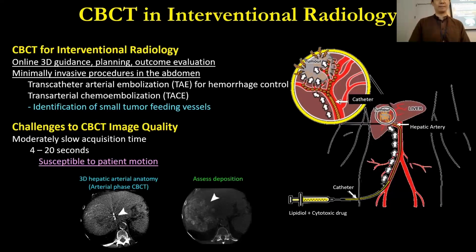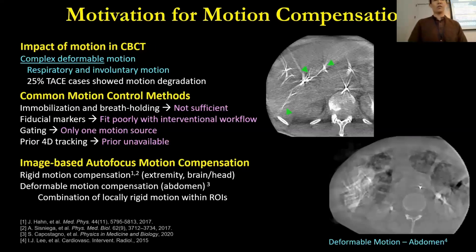the image quality. So the motion in abdominal cone beam CT is deformable and often complex, and it can be the result of both respiratory motion and involuntary movement, such as gut movement. There are some clinically used common motion control methods, but they all have their limitations and they do not fit very well into the interventional workflow.